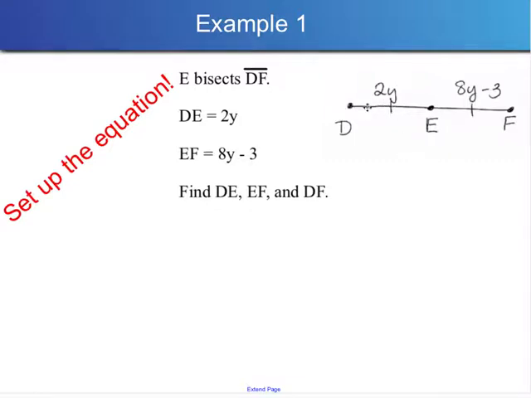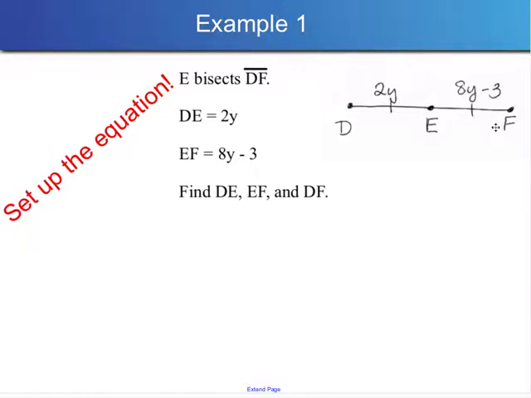So you should have drawn a segment. You should have had D and F as your endpoints. You should have had E right in the center, and you'll notice that I marked that it was in the exact center with tick marks. And then I put the measurements. DE is 2y, put it right above there. EF is 8y minus 3, and I put it right above there.